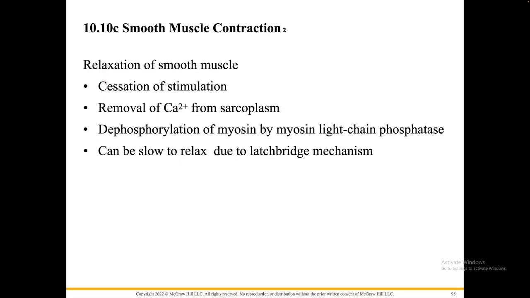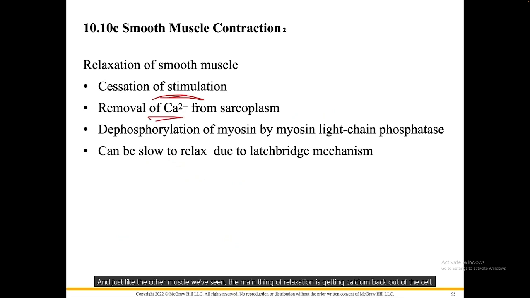Smooth muscle also needs to relax, and it's going to relax once it stops being stimulated. Just like the other muscles we've seen, the main thing in relaxation is getting calcium back out of the cell. There's also dephosphorylation. We're just getting this ready for the next time we're going to use it, so some enzymes will help with this. But smooth muscle contractions can be slower to relax.